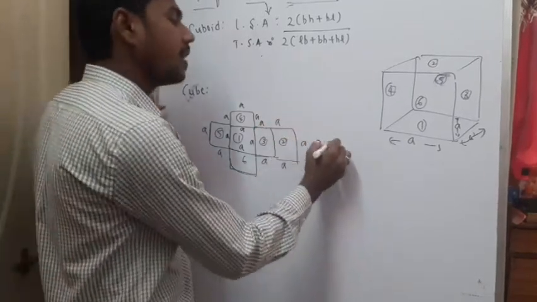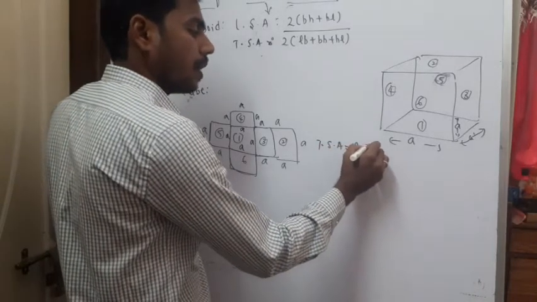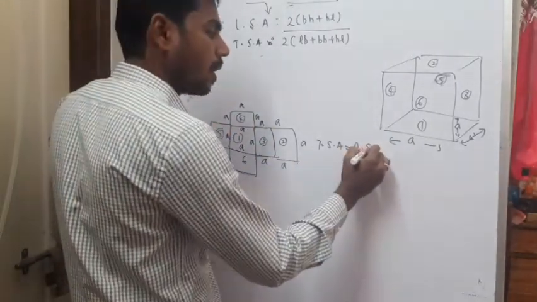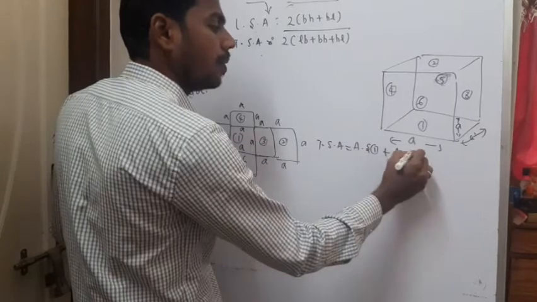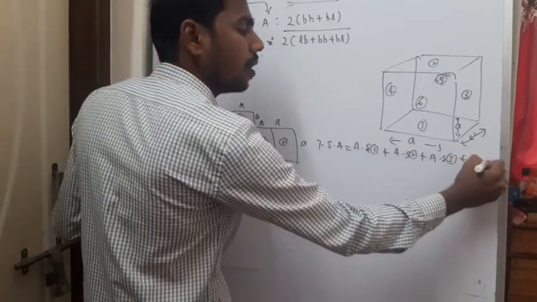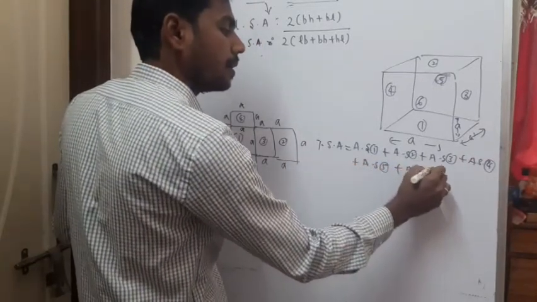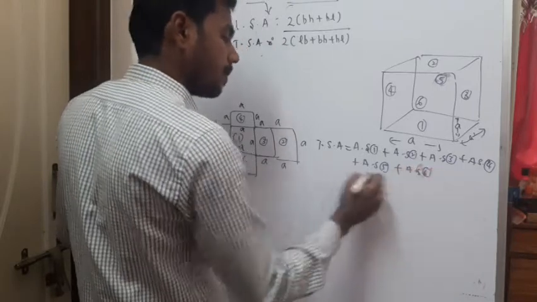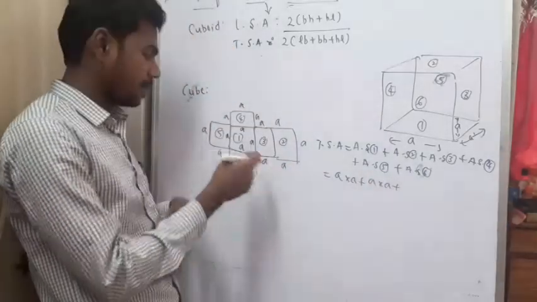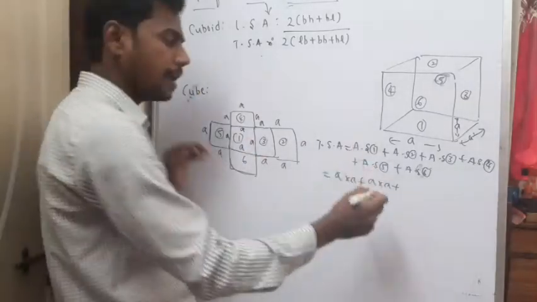Then total surface area is equal to the area of all the squares. 6 squares will be there in the cube. So area of square 1, plus area of square 2, plus area of square 3, plus area of square 4, plus area of square 5, plus area of square 6. So A into A plus A into A. Everywhere it is the same. For this square you consider A into A. For all the 6 squares it will be A into A.